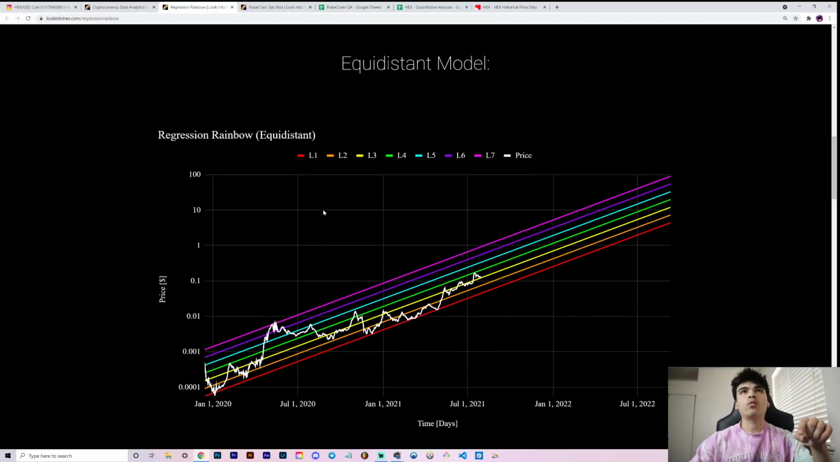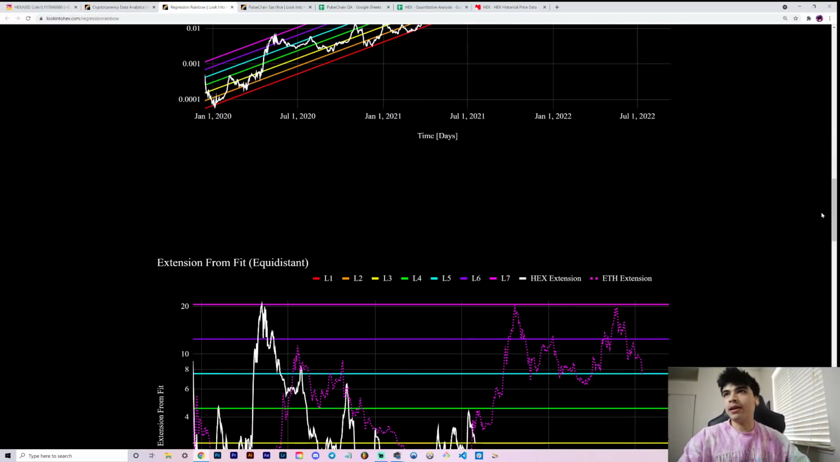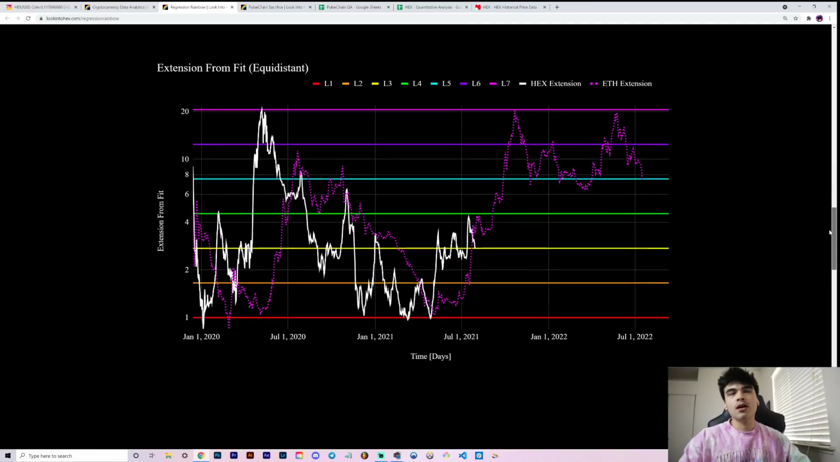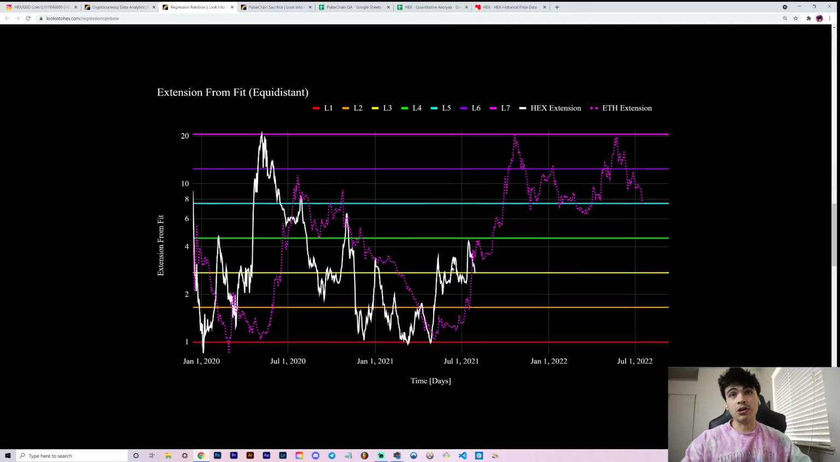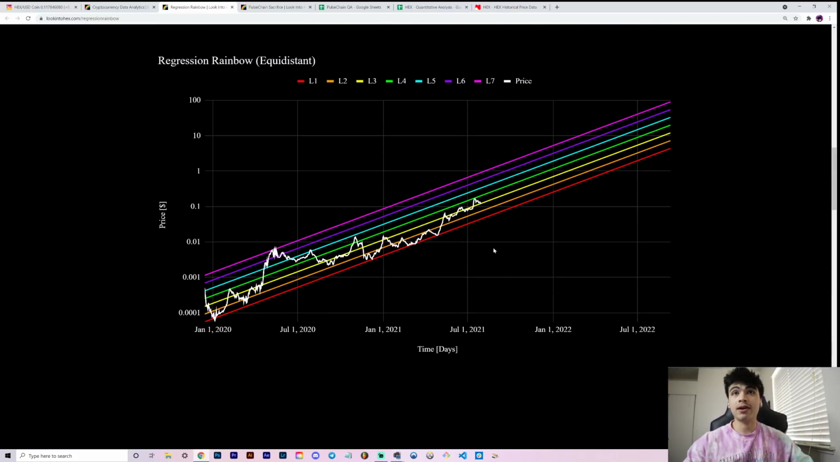Let's start with the regression rainbow because we stopped showing love to the equidistant model after we created the Fibonacci model. But if you look at the equidistant model, then price is currently coming back down to the yellow region, right? The extension from fit is at our yellow level. And you can see it more so on the actual price chart right here.